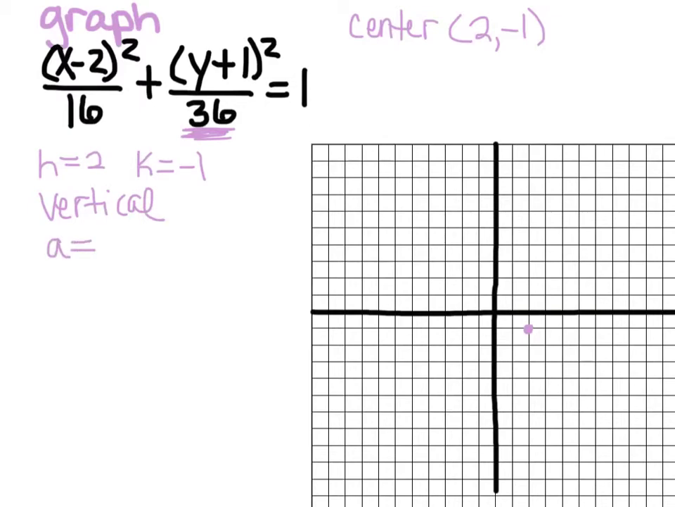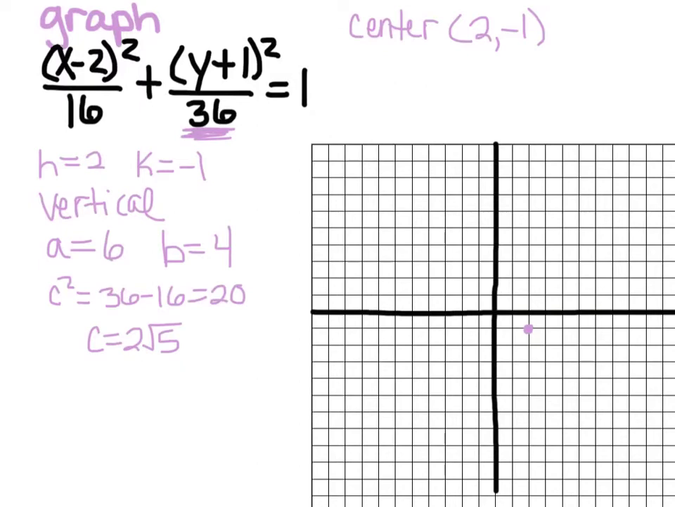A is the square root of 36, which is 6. B is the square root of 16, which is 4. C squared, we did the same 36 and 16 in the first problem. 36 minus 16 is 20. So C is 2 root 5.